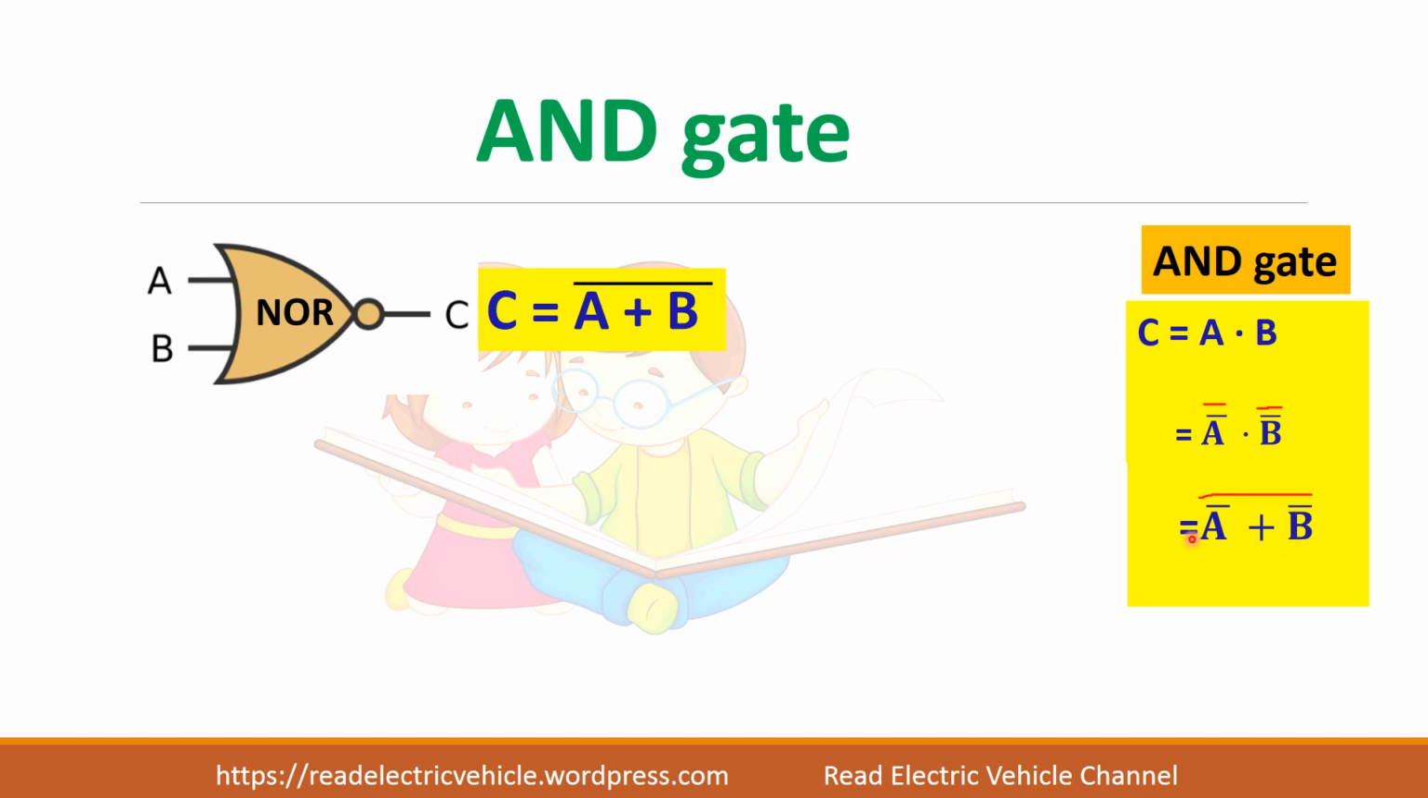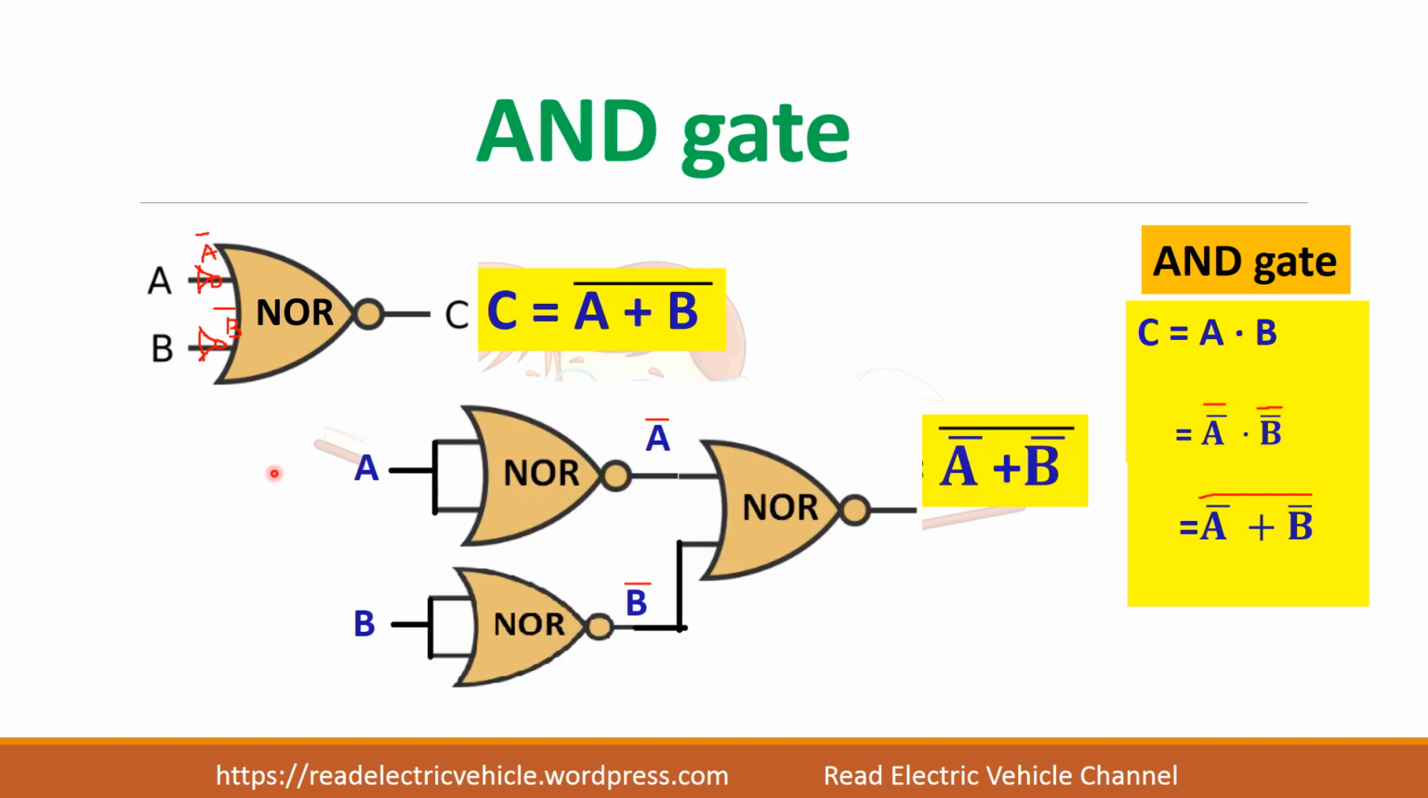Now the inputs should be A bar and B bar. So connect an inverter for A bar and B bar here. If you give A here you will get A bar, if you give B you will get B bar, and that you are giving to a NOR gate. So the NOR gate output will be (A plus B) the whole bar.